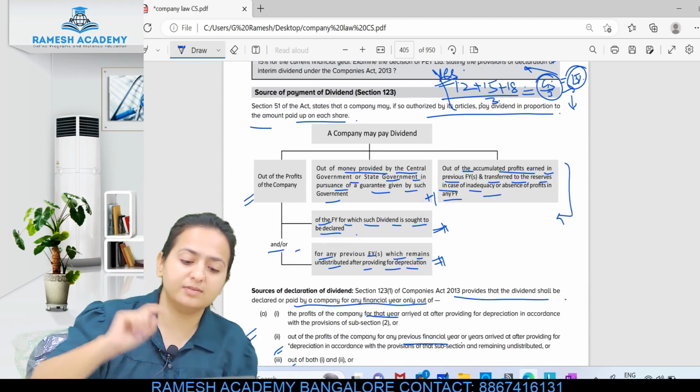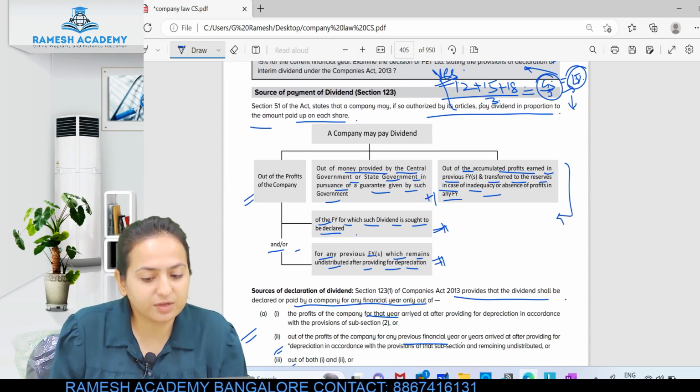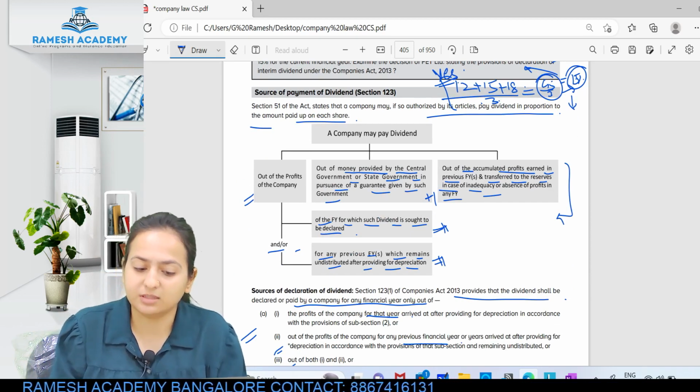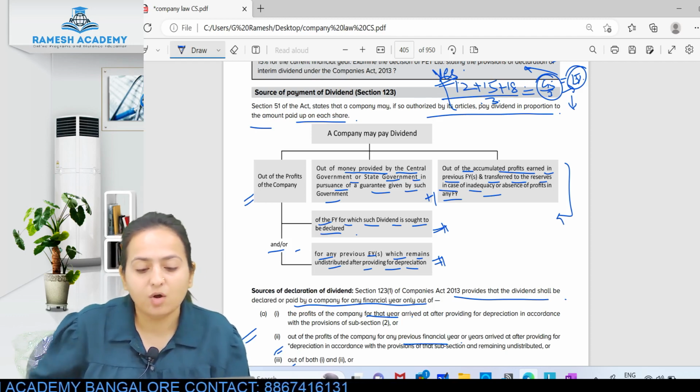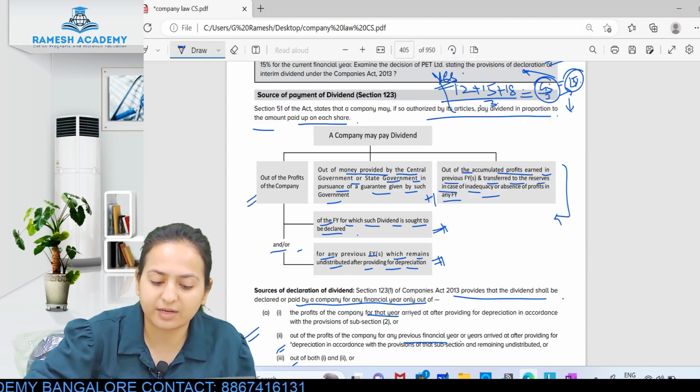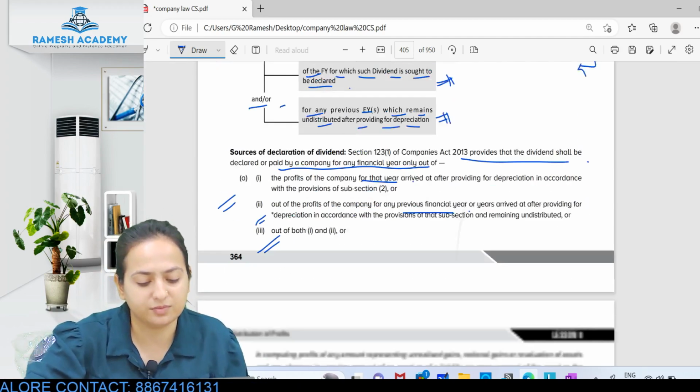Next what we have studied is the source of the payment of the dividend will be out of the profits of the company or out of the cumulative profits earned in the previous financial year. Out of the profits of the company may be out of the money of the central government, state government, or the financial year or the previous financial year. Three things are covered out of the profits of the company.